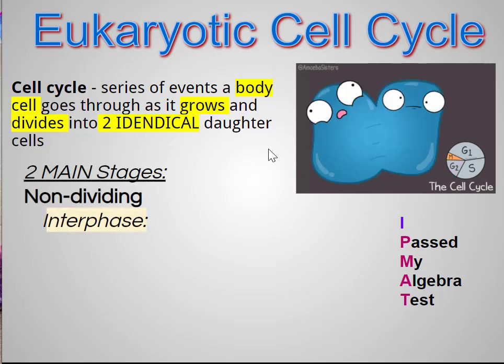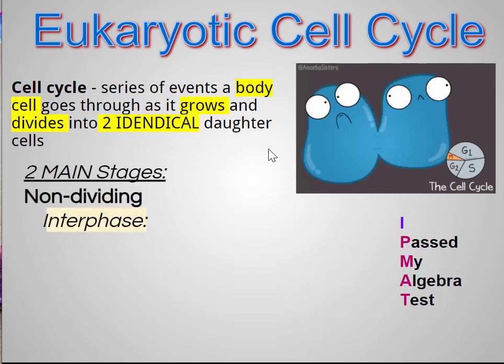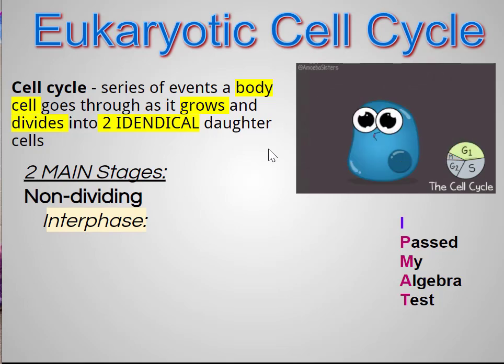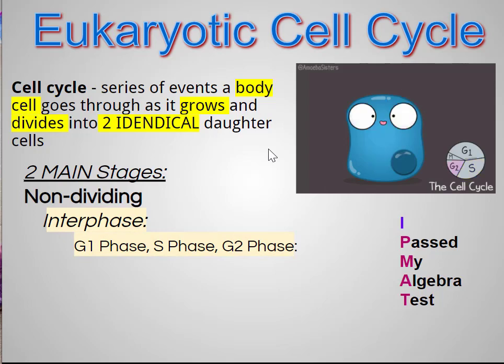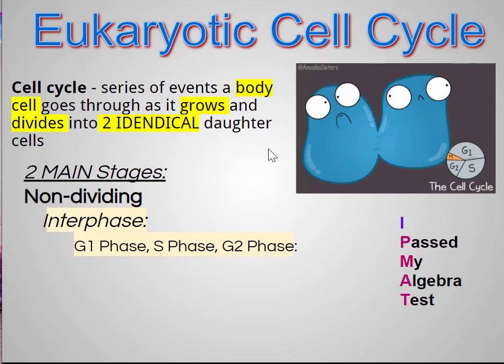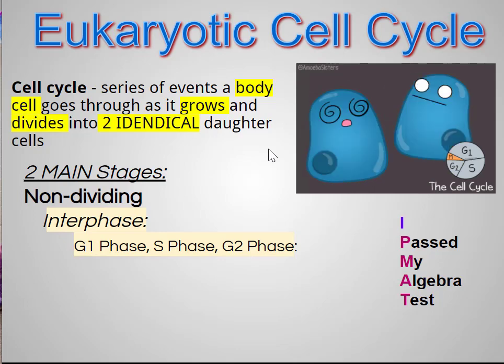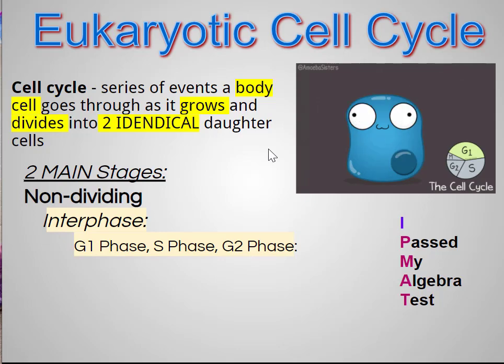Now, with the cell cycle, there's two main stages. The first phase is the non-dividing stage, which is known as interphase. And there's actually three sub-phases to interphase: G1, S, and G2. Now, we've already mentioned S phase before, and that was when DNA replication was going to be occurring.